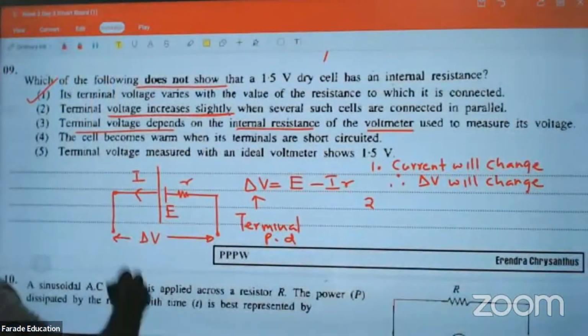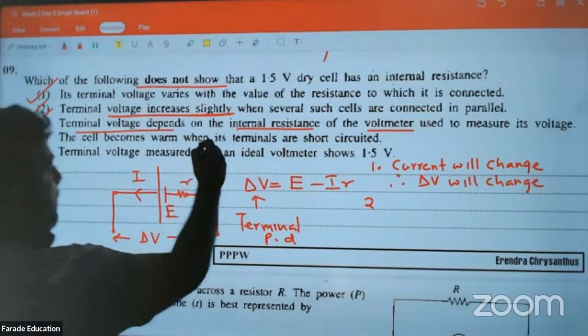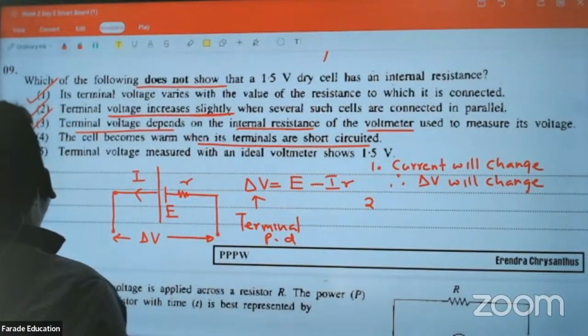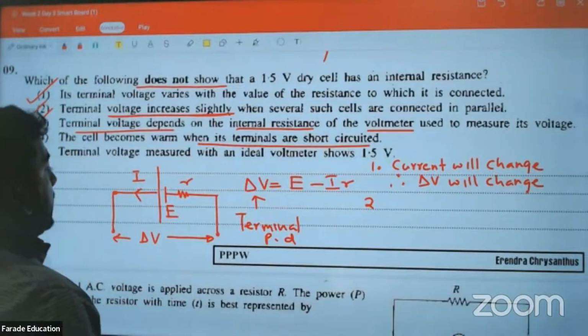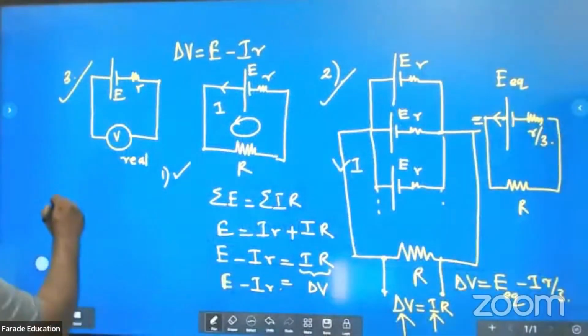Next one. The cell becomes warm when its terminals are short circuited. What do you mean by short circuited? Short circuited means connected together.